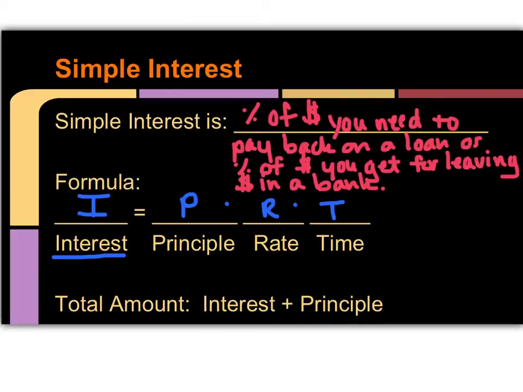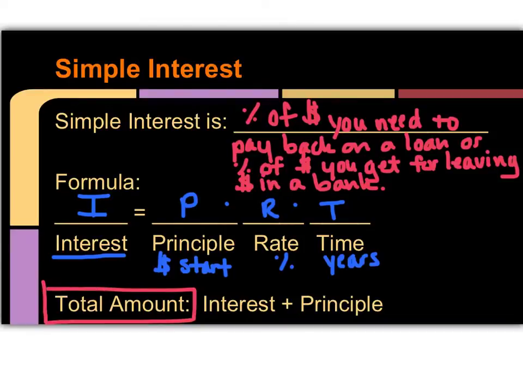The principal is the money you start with. The rate is the percent, which you'll have to change to a decimal. And the time is always going to be expressed in years. If I wanted to find the total amount, make sure that once you get your answer for interest, you add it back to the principal that you started with. That's how you get the total.